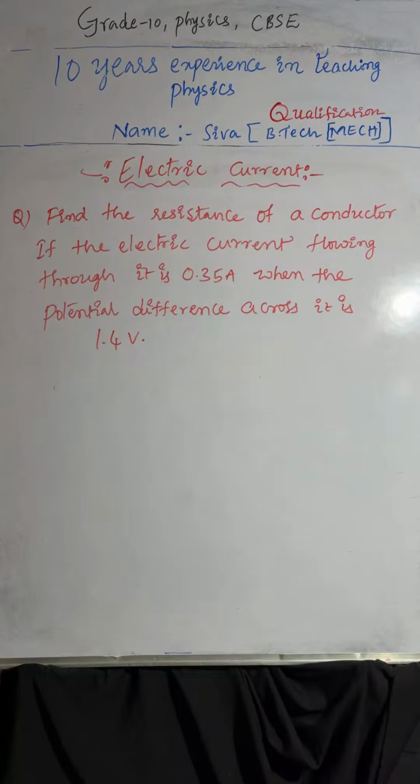Yes, V equal to IR formula. So I given, V given. So find out the resistance. So 4 is the answer, correct. Very good. Next one more question.